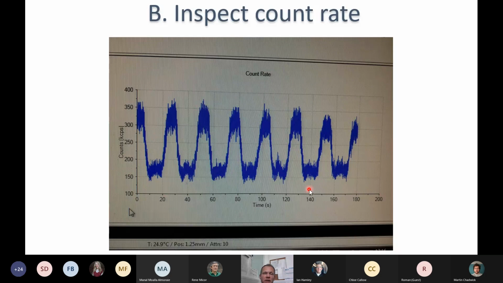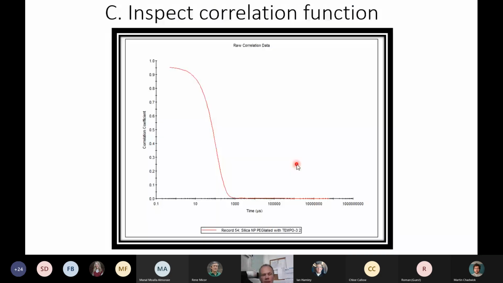If you have something like that, you should stop your experiment and maybe start thinking what's wrong with my solvent, with my solution. Okay, then if you are happy with your count rate, just inspect your correlation function. In general, for a monodisperse solution, you must have something like this. It will go from something like 0.95 to almost 0.